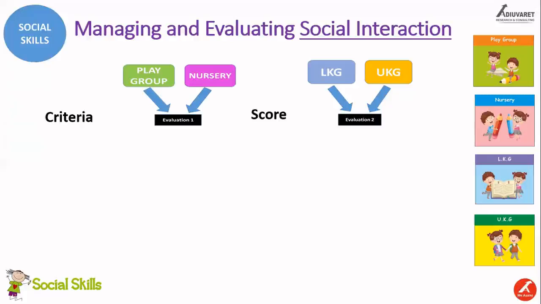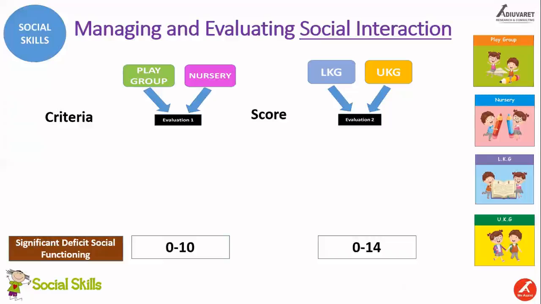Whenever we are evaluating, we assign a particular score based on the current status of the child. Once we add up all the scores, we get a total score. If the total score for a play group and nursery kid is 0 to 10, then we interpret this social interaction skill as highly ineffective. It's highly deficient in the child, and we must work dedicatedly with those children whose score is between 0 and 10.